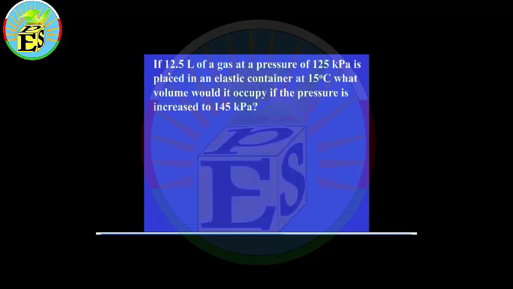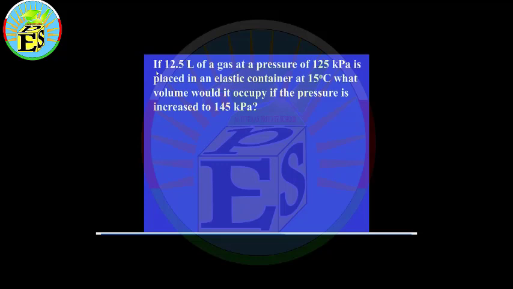So maybe this is the first case, and this is the second case. For the first state we write V1, for the second state V2. Also V1 over T1 equals V2 over T2, and V1 P1 over T1 equals V2 P2 over T2. We will solve some problems about the gas laws and how we can use the relation in solving them.